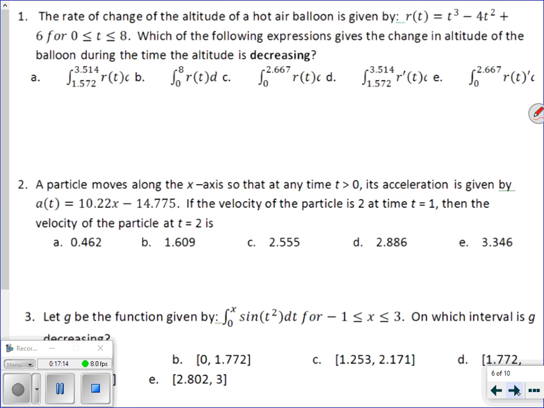All right, let's keep going. Now these are 4 multiple choice type problems. I think these are good problems. I'm going to quickly go through them. This is the rate of change of the altitude, so the change in the height of a hot air balloon, and it is given by t cubed minus 4t squared plus 6. This is a rate of change problem, and we're looking between 0 and 8. Which of the following expressions gives the change in altitude of the hot air balloon during the time when it's decreasing? When it's decreasing.